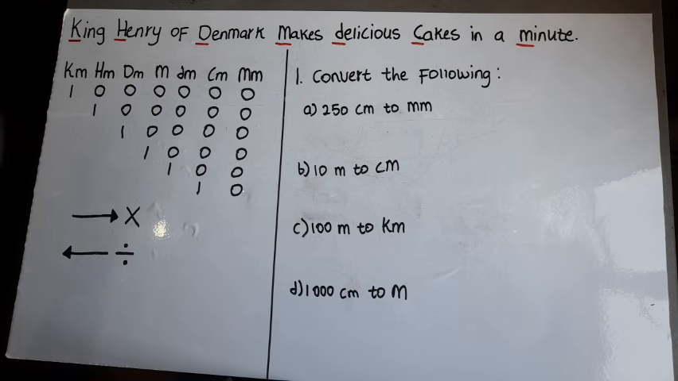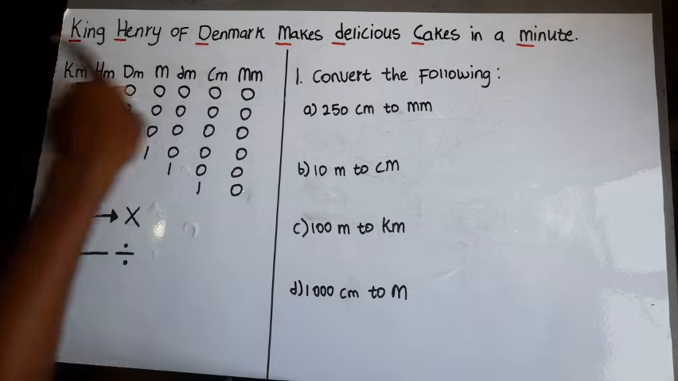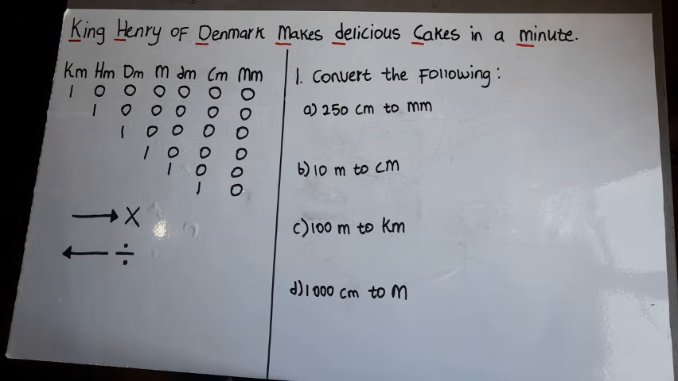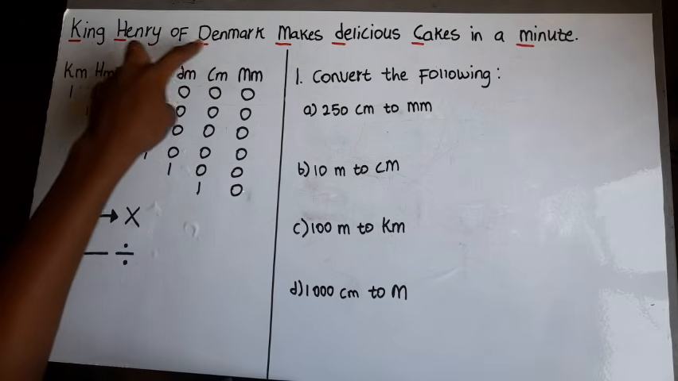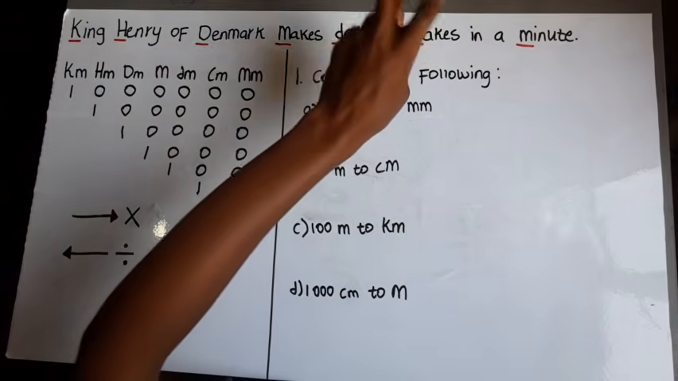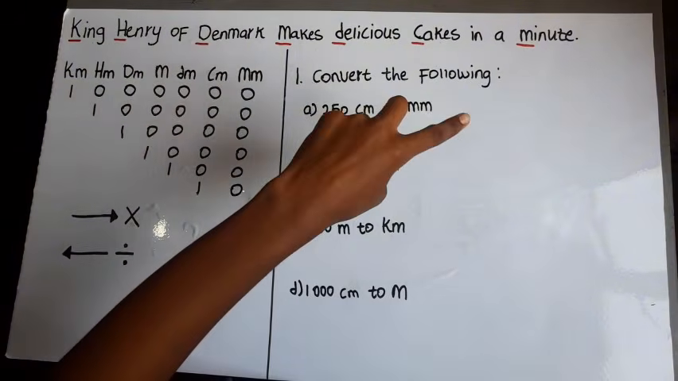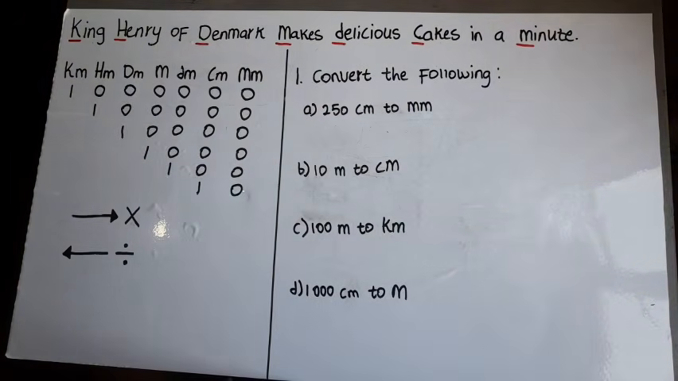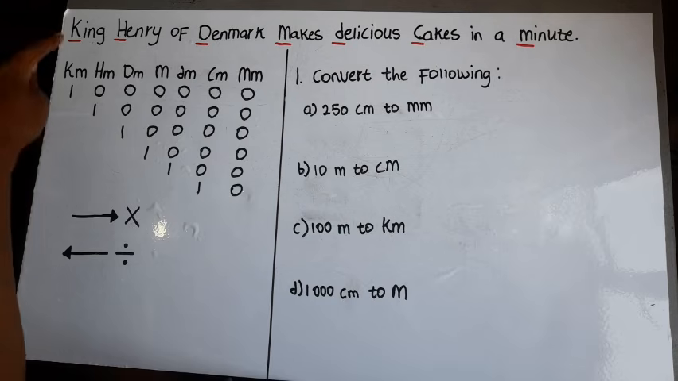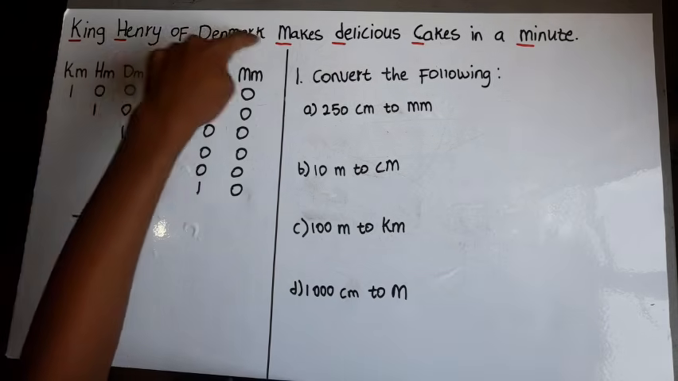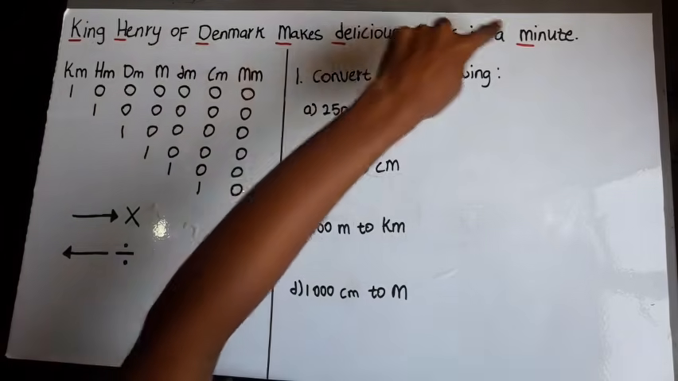So first of all, you need to know this sentence by heart. It's not a long sentence. It's just King Henry of Denmark makes delicious cakes in a minute. King Henry of Denmark makes delicious cakes in a minute. So the key words in this sentence are King, Henry, Denmark, makes, delicious, cakes, minute.